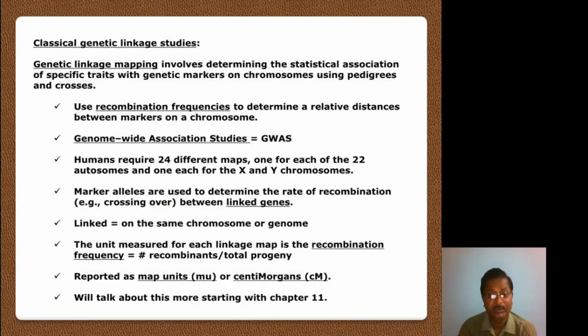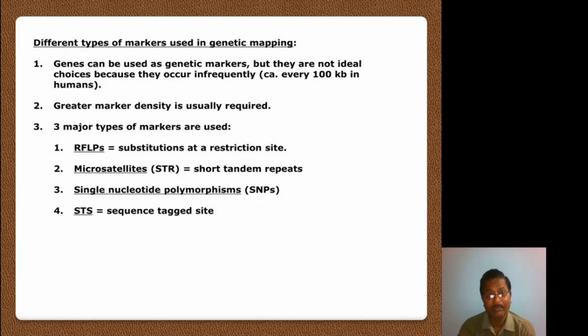Different types of markers are used in genetic mapping. Genes can be used as genetic markers, but they are not ideal choices because they do not occur frequently enough. For example, in the human genome we have a marker only every 100 kilobase pairs. Greater marker density is usually required for identifying the genes.